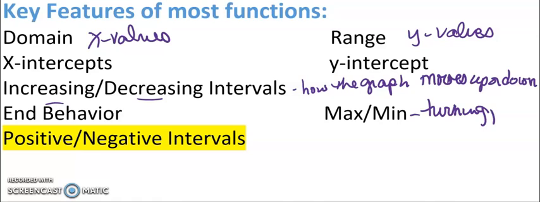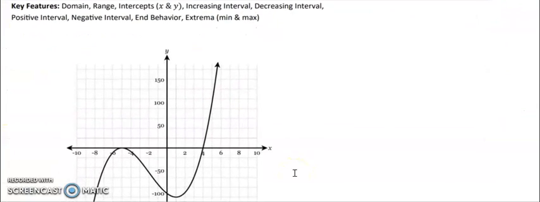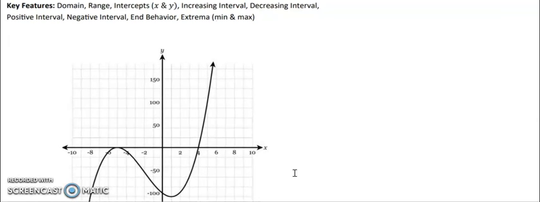And some of your graphs will have more than one turning point. Okay? And then something that's new in Math 3 is positive and negative intervals. So we'll talk about what those are. Okay? So the first thing I want to look at is this particular graph here, and we're going to name all of these features that are listed. Okay? So the first one is domain.